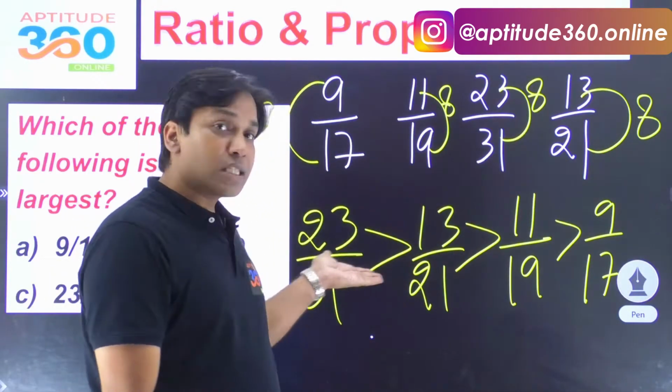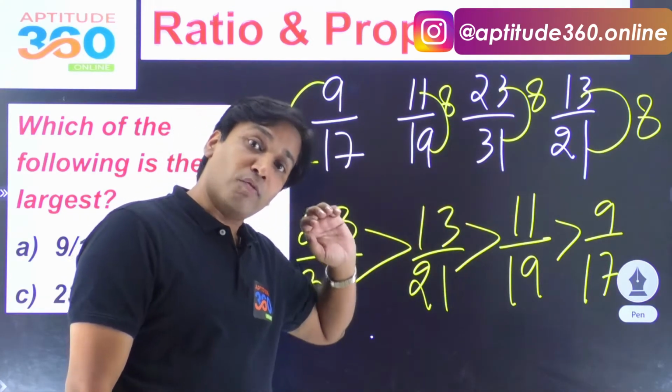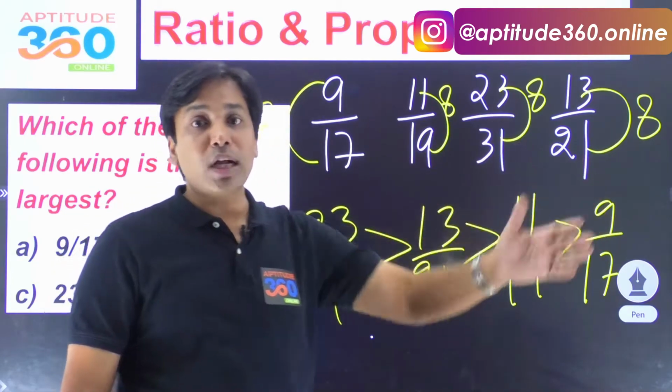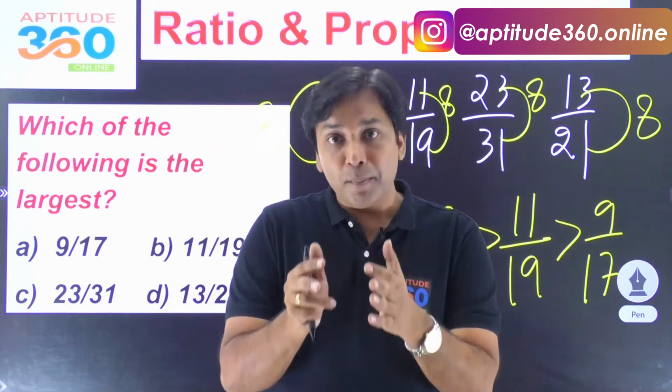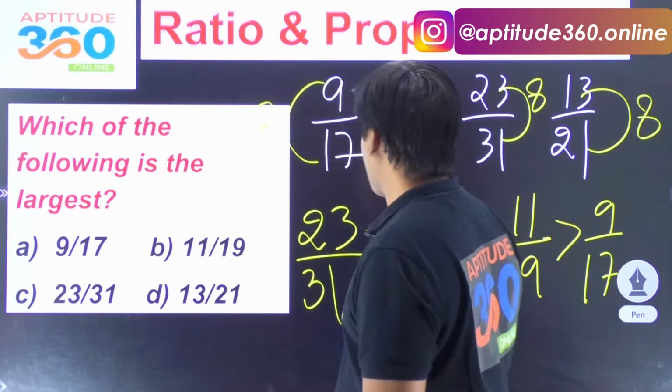If you did not take the problem with this method and started applying the LCM method, this problem will get elongated, and we don't have to do that. But the difference between denominator and numerator will have to be same to apply this shortcut.